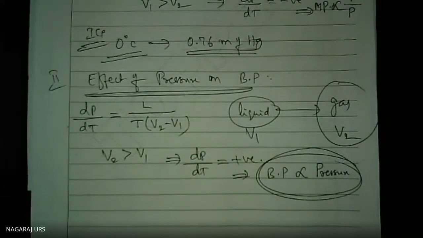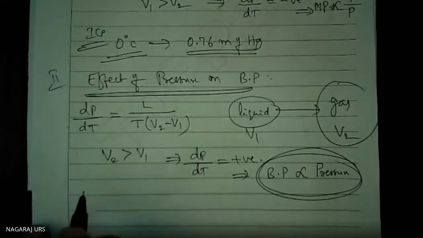As you increase the pressure, the boiling point of water also keeps increasing. As you decrease the pressure, the boiling point of a liquid also keeps decreasing. These two are directly proportional to each other. Clear? Follow this.